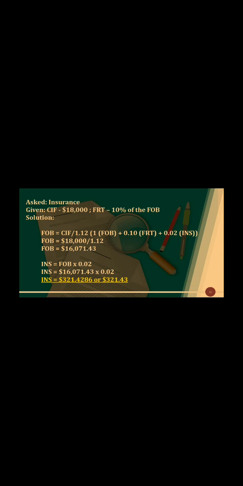And to get the insurance, we need to multiply FOB by 2%. So $16,071.43 multiplied by 2%, that would be $321.4286, or we will round that off to $321.43. So that's it for today.